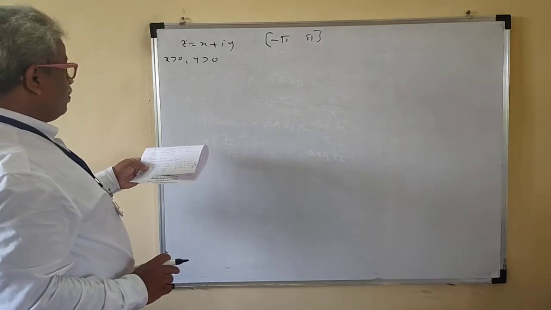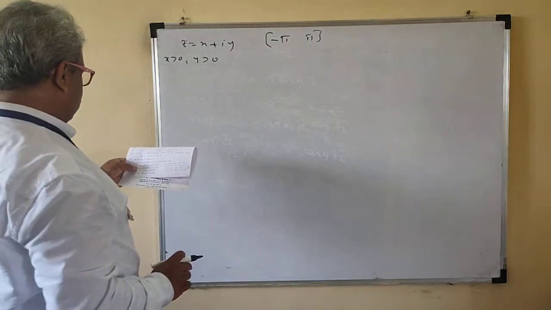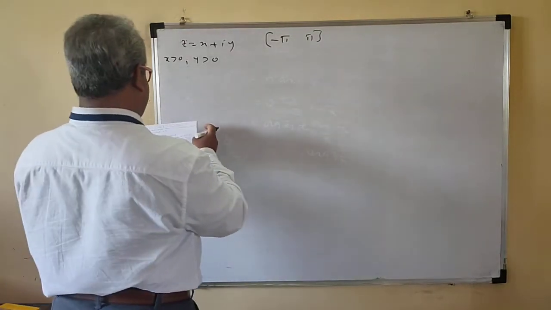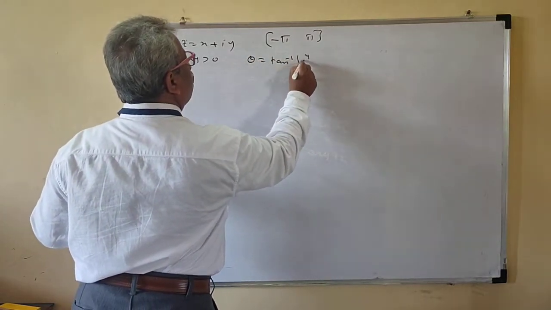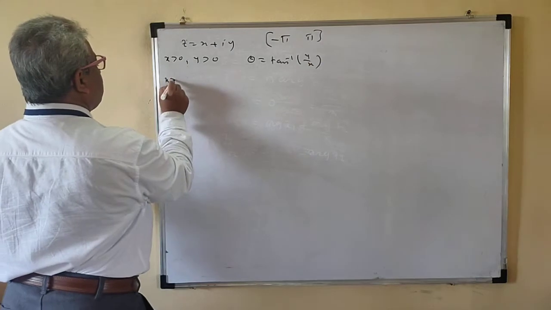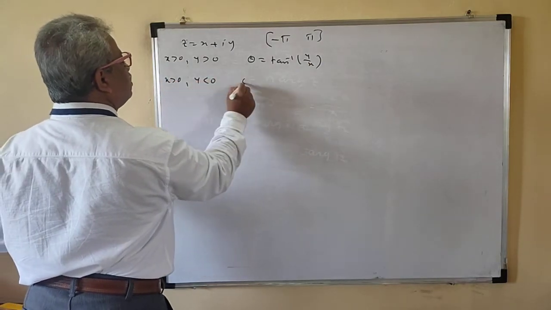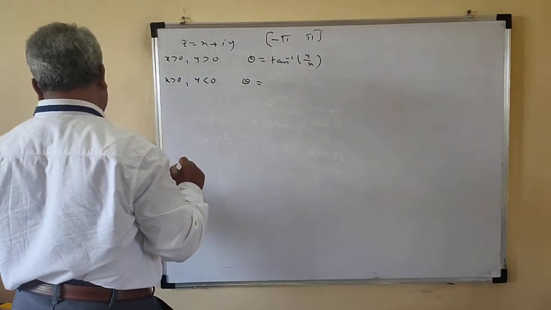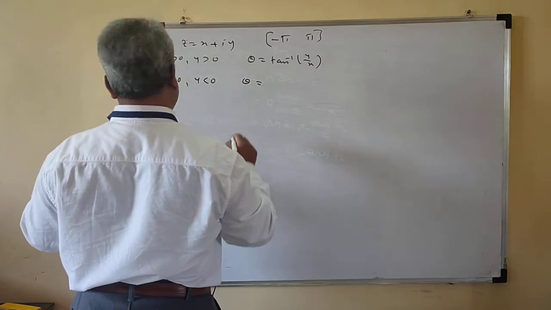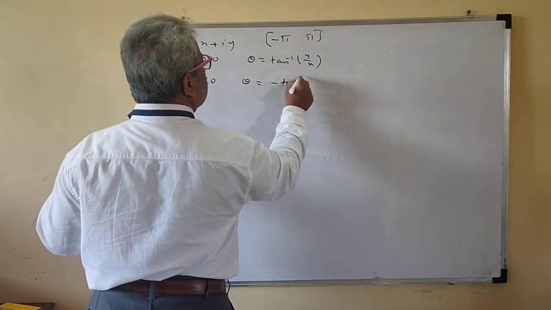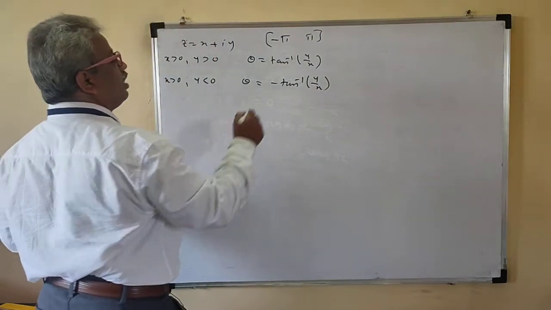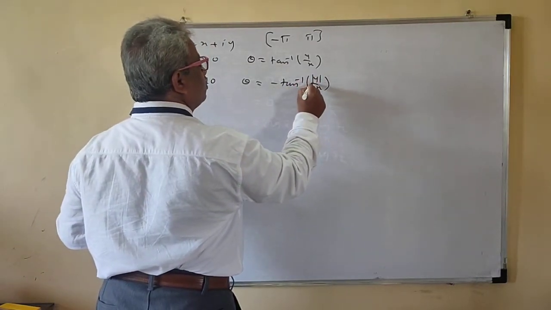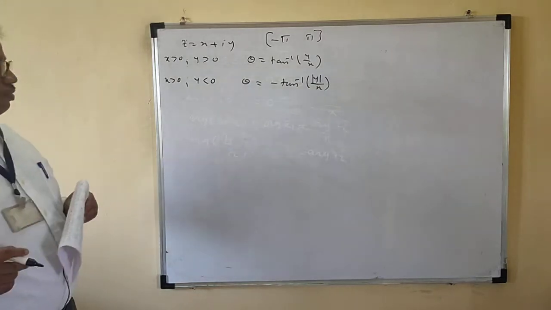Okay, so now if X is greater than 0, Y is greater than 0, then theta is equal to tan inverse of Y by X. If X is greater than 0, Y is less than 0, then this is minus tan inverse of Y by X. Your Y is negative, so we write the mod of this.